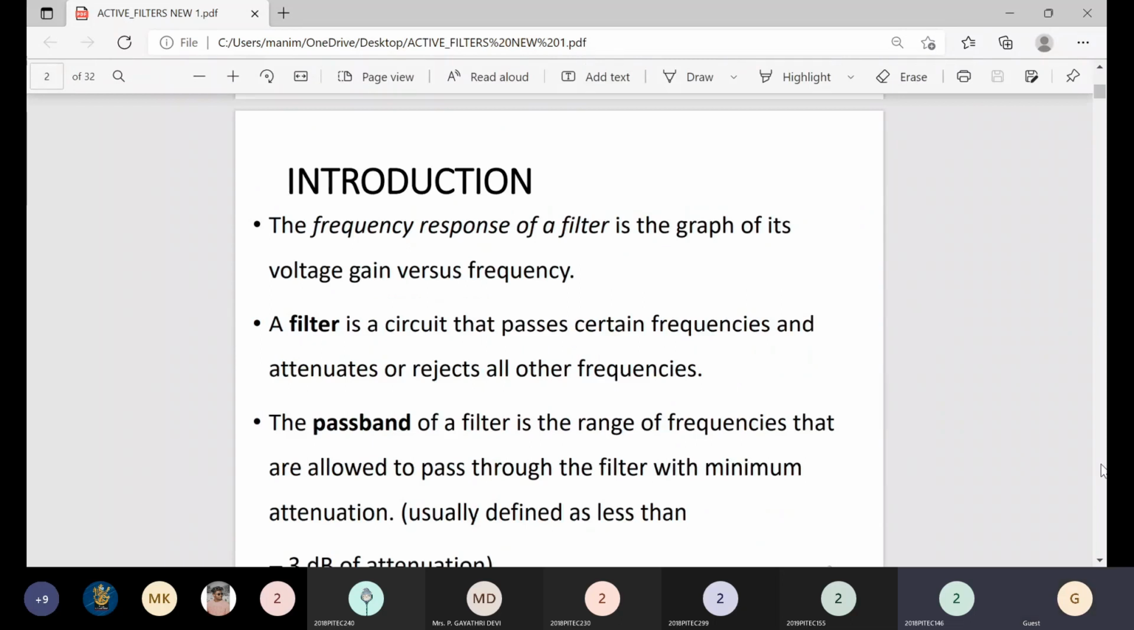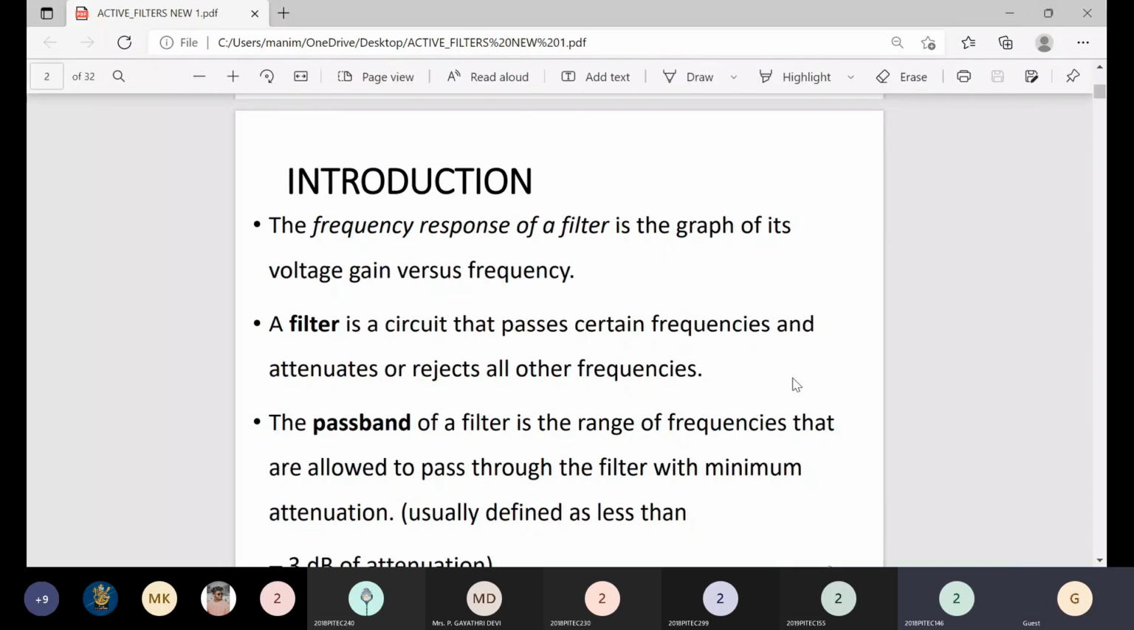So first, an introduction about the filter. We all know filters; we already studied them in the fourth semester Linear Integrated Circuits. Anyway, you remember that a filter is a frequency selective circuit, so it passes certain frequencies and attenuates some other frequencies.